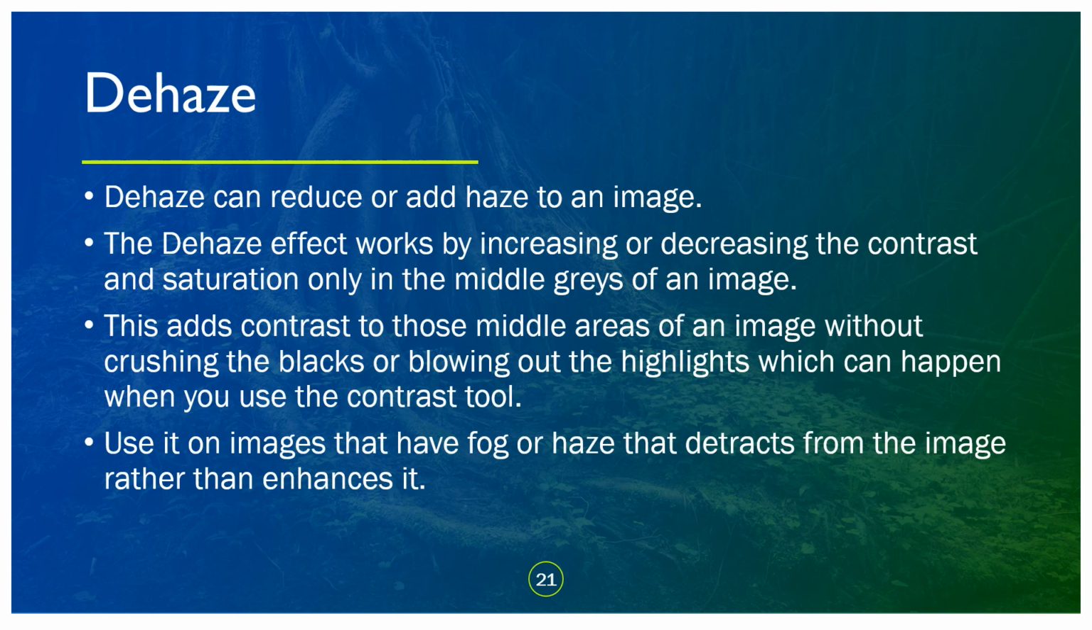Dehaze can reduce or add haze to an image. The dehaze effect works by increasing or decreasing the contrast and saturation only in areas where the image appears flat. Dehaze targets the middle grays of an image. This adds contrast to those middle areas of an image without crushing the blacks or blowing out the highlights, which can happen when you use the contrast tool. Use it on images that have fog or haze that detracts from the image rather than enhances it.